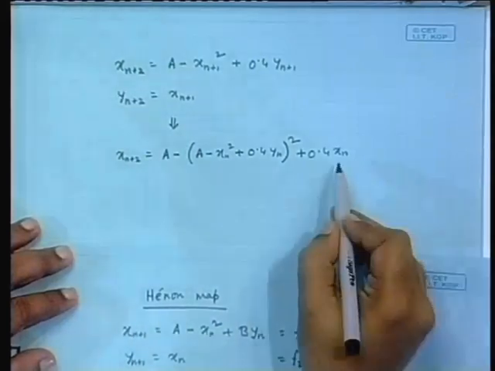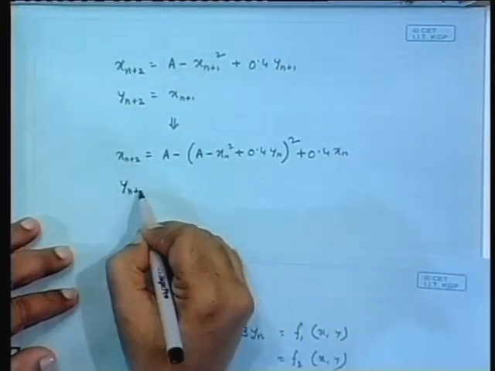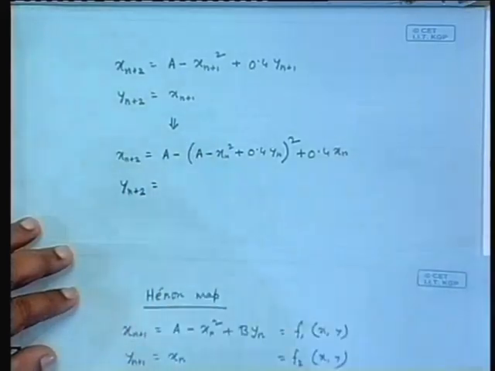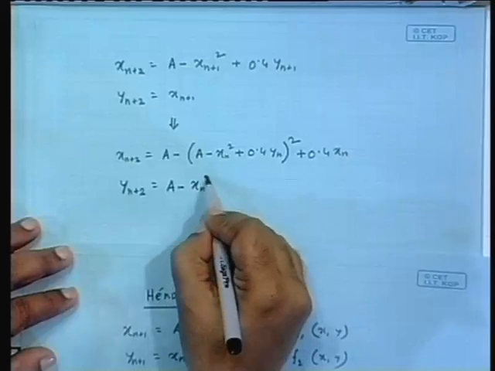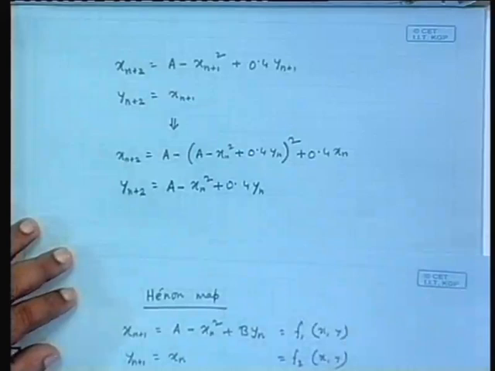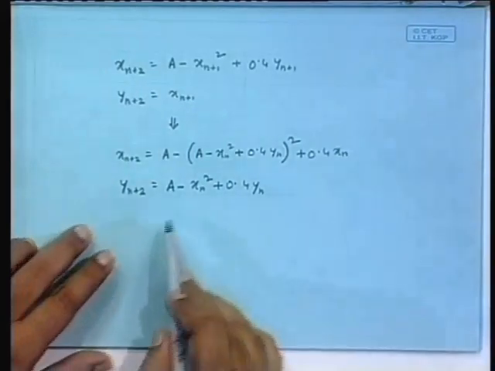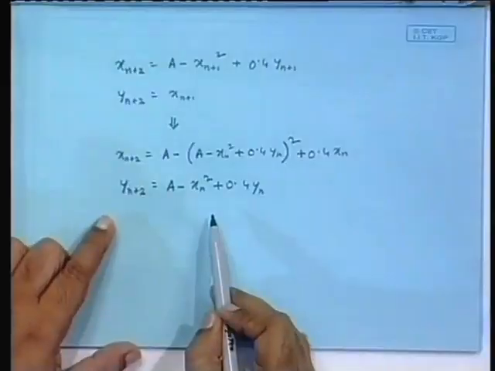Y n plus 1 is equal to x n. Now, y n plus 2 is equal to x n plus 1, which is a minus x n square plus 0.4 y n. So, you have got the second iterate of the map. Do you? How to find the fixed point of this?